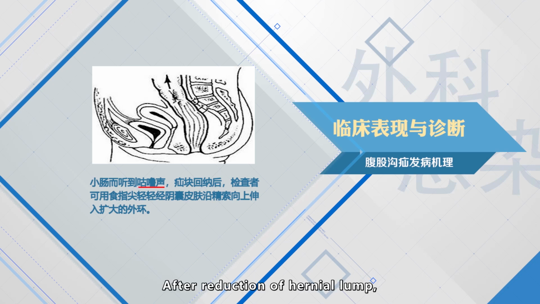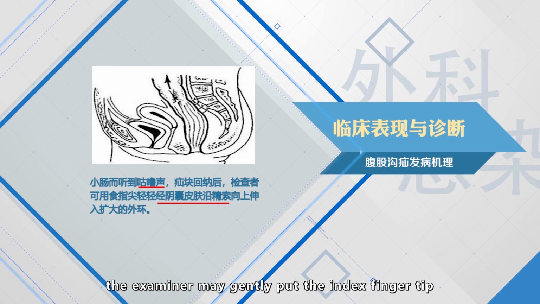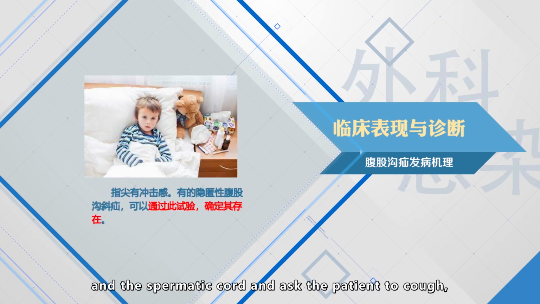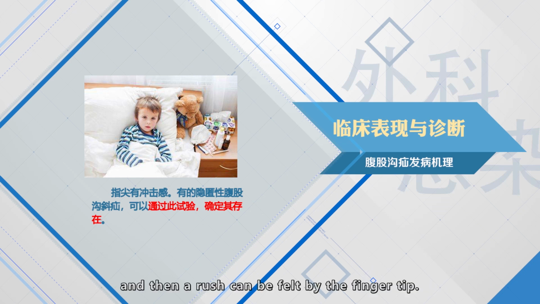After reduction of the hernia lump, the examiner may gently push the fingertip into the enlarged outer ring along the scrotum skin and the spermatic cord and ask the patient to cough, and then an impulse can be felt by the fingertip. Some concealed indirect inguinal hernias can be determined through this test.